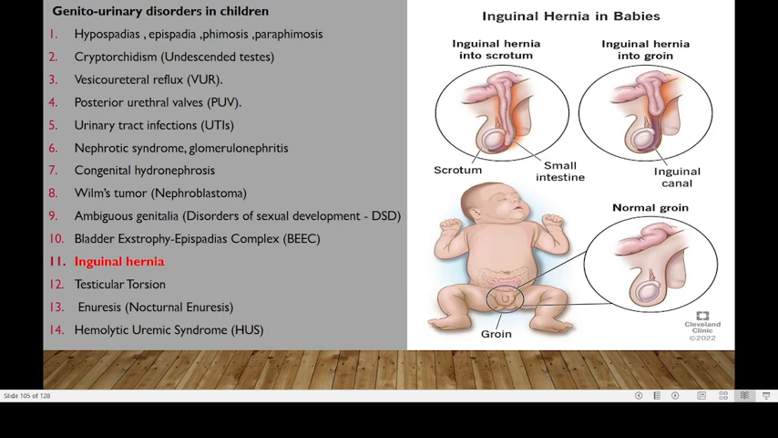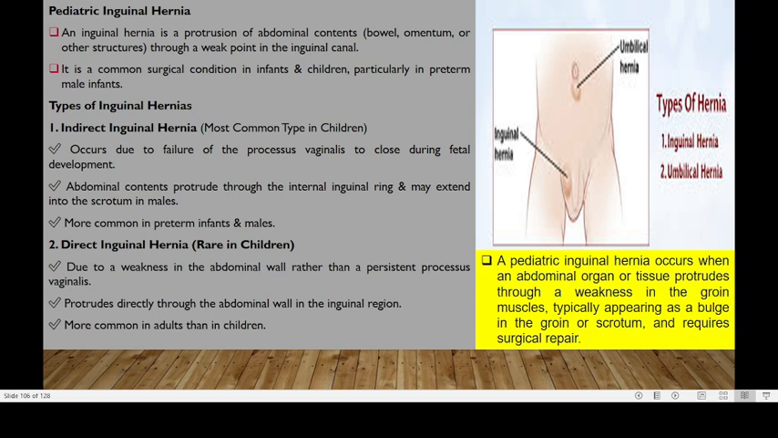The other short condition now we have is inguinal hernias. An inguinal hernia is a protrusion of abdominal contents, that could be the bowel, omentum, or other structures, through a weak point in the inguinal region. So you can see the inguinal hernia on our diagram. It is a more common surgical condition in infants and children, particularly in preterm male infants.